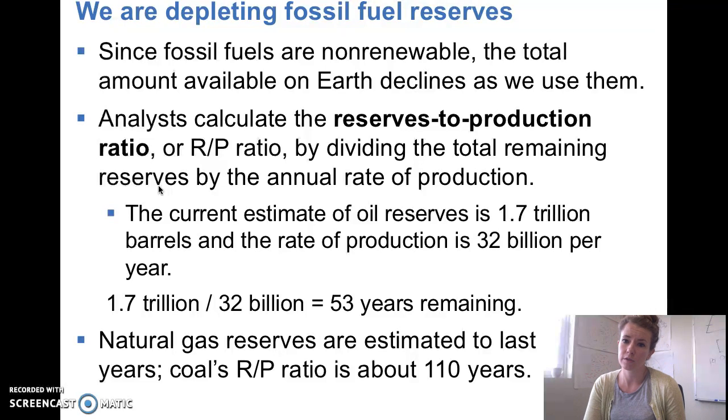The current estimate of oil reserves is 1.7 trillion barrels, and the rate of production is 32 billion per year. So that estimates that if you do 1.7 trillion left divided by 32 billion, which is how much we use a year, that we have 53 years of oil left. That's not that much. It might seem like a lot, but 53 years ago was in the 60s. And we've been using this stuff for a lot longer than that.